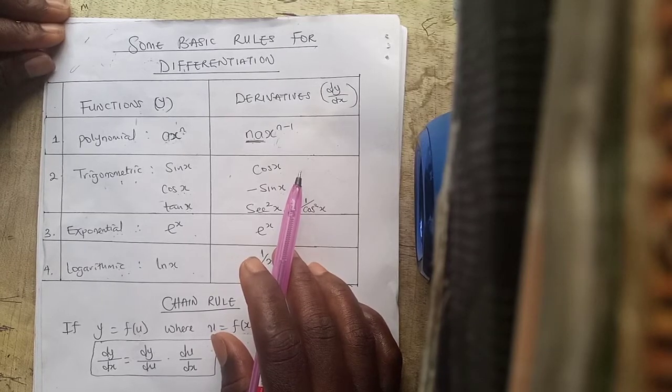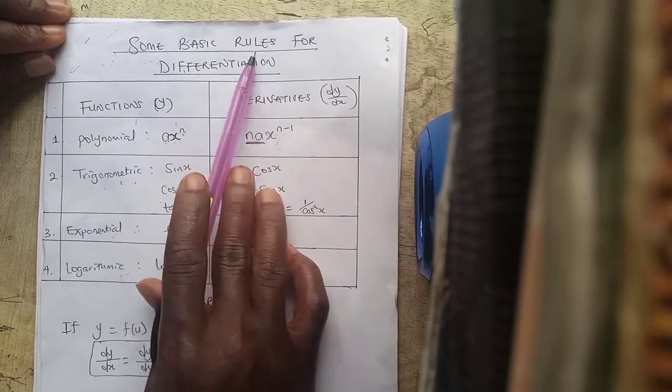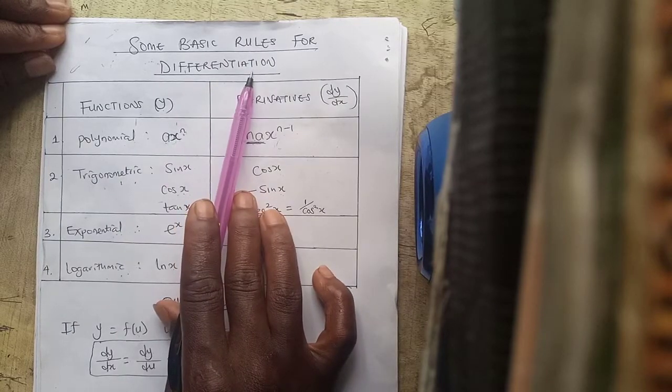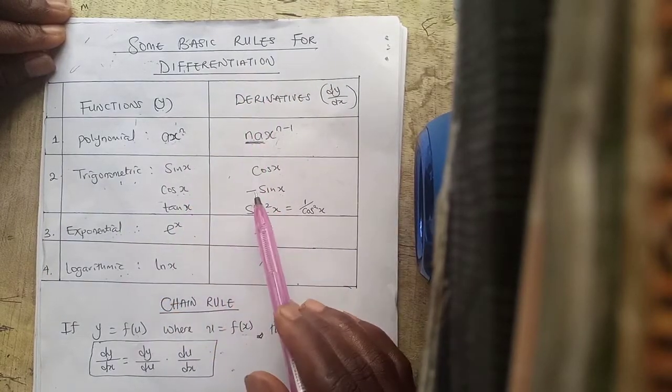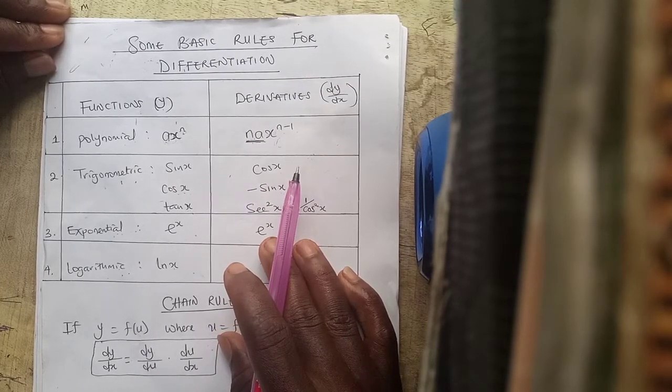This class is basically for learners in differentiation. Today we shall be talking about some basic rules for differentiation. If you are a learner of differentiation, after this video, you should be able to start solving some problems in differentiation using some basic rules. So take your time to follow me up.